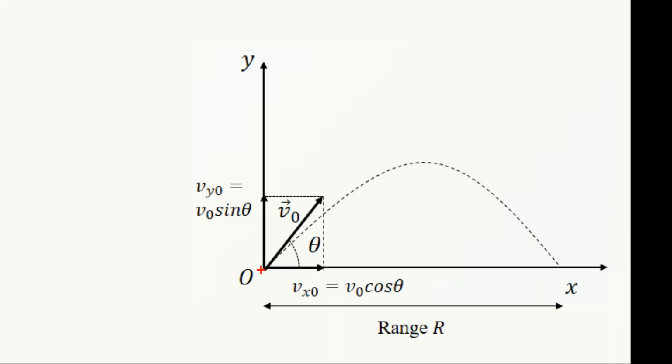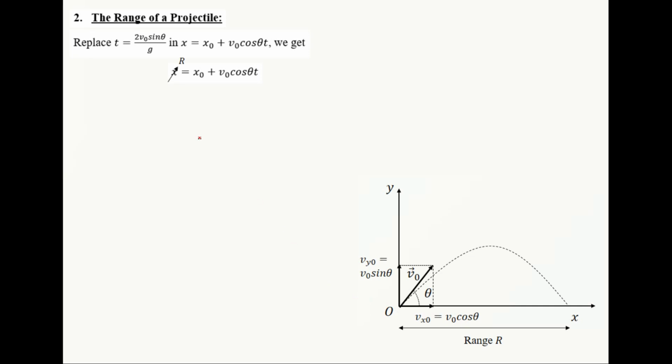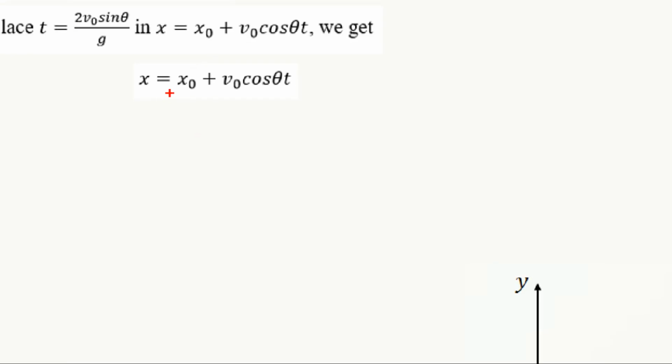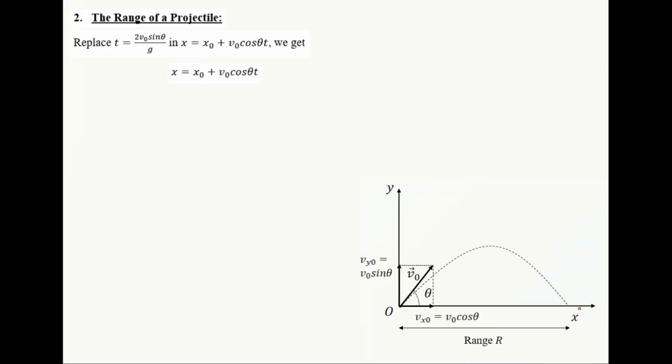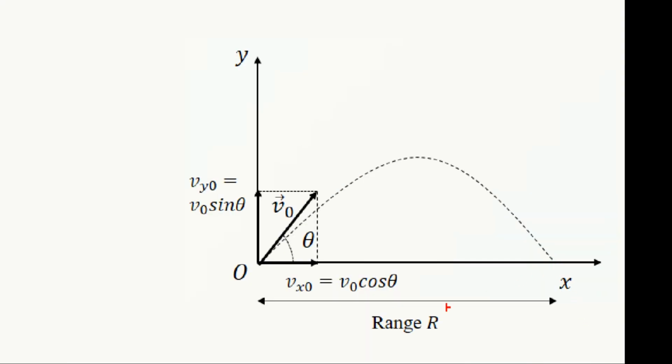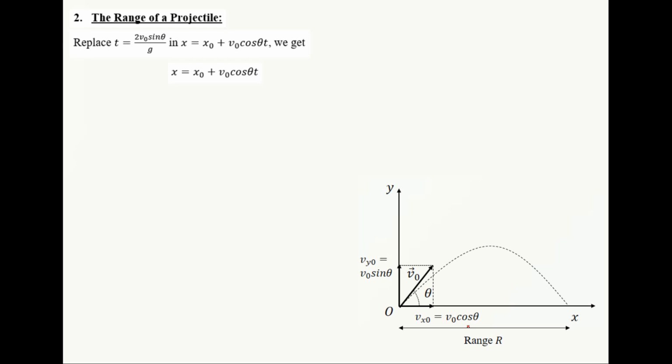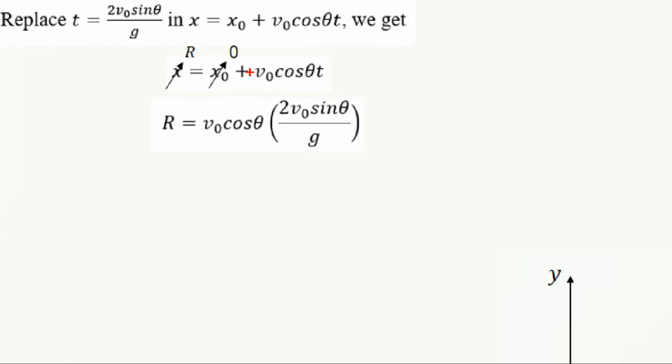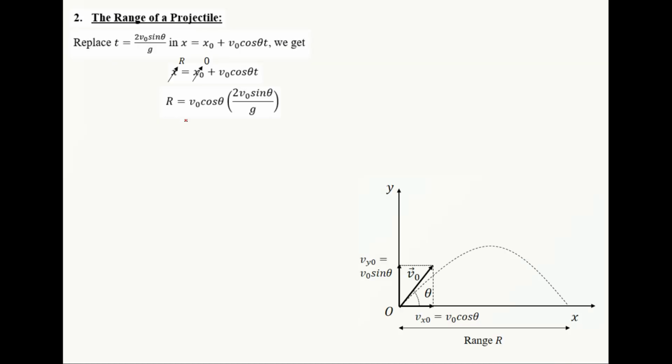The initial launch point coincides with the origin, which makes x0 to be 0, and the final position would be given by the range R. Then x will be replaced by R and x0 would be replaced by the origin, which is 0, and in this case R would be given by v0 cosine theta multiplied by t. But remember, this is the time of flight because we're calculating the range, and the range happens at the landing point. By that the lapse time or the duration would be given by the time of flight.